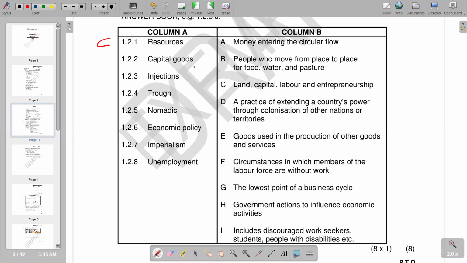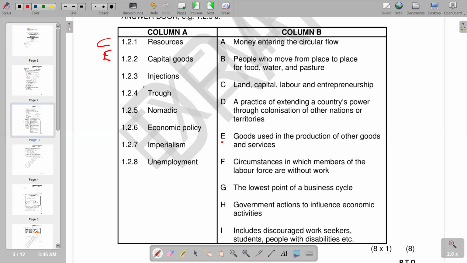So according to the responses that we have, we can just try to see what matches capital goods. If you go to E, you see that these are goods used in the production of other goods and services. So E becomes the correct one. Remember, we're talking about an example of machinery equipment is part of capital goods. E. Then 1.2.3 injections. Injections, it's additional income that is being directed into the circular flow.